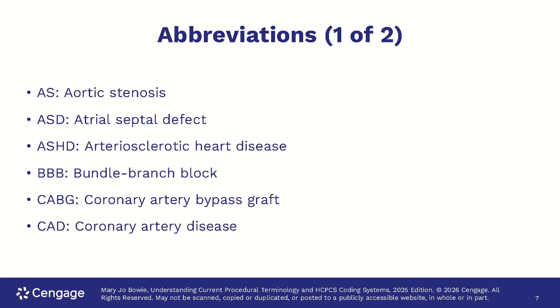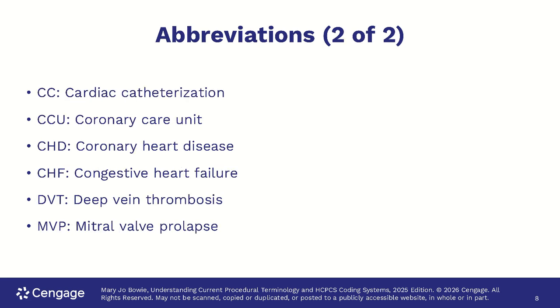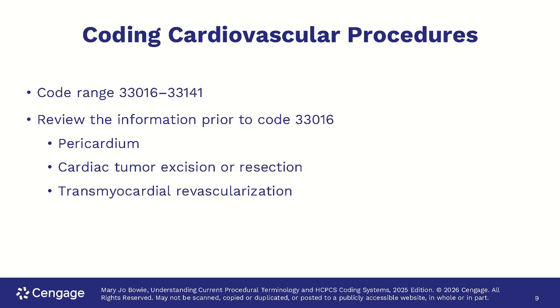These are common abbreviations that you can see for the cardiovascular system. Let's talk about coding. At the very beginning of the cardiovascular subsection, there are notes upon notes upon notes. One of those notes is regarding selective vascular catheterization. That's just one of many.